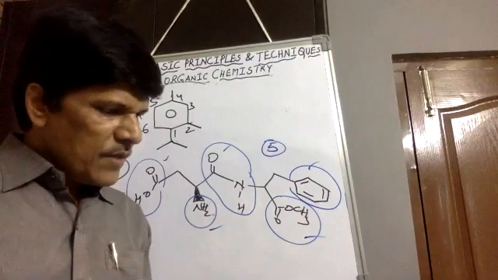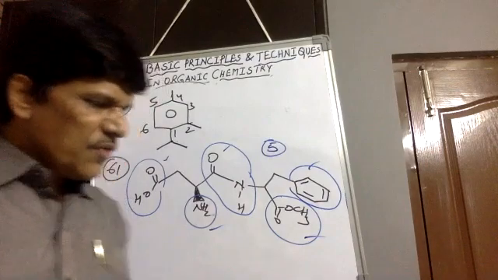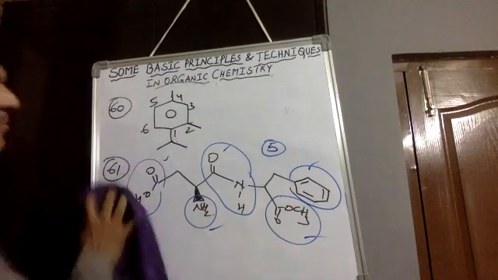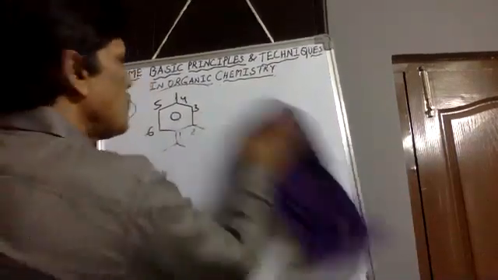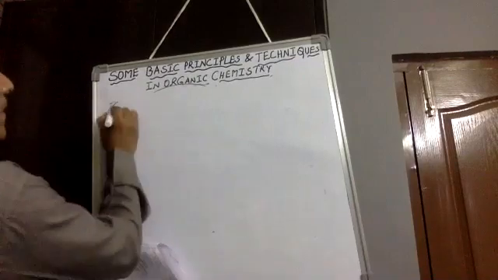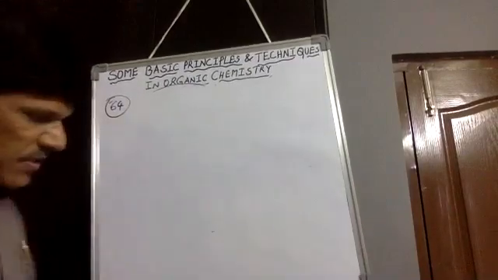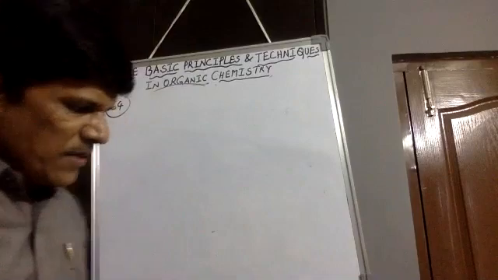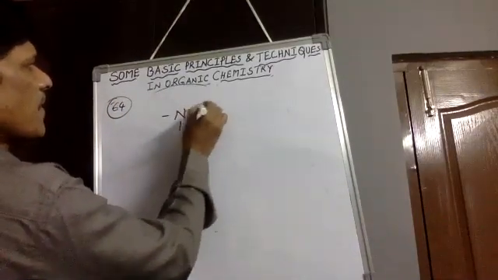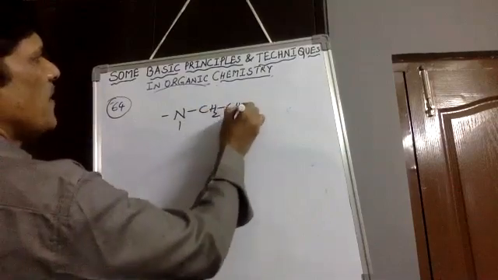Now we come back to question number 64. Question number 64: the IUPAC name of the compound, nitrogen surrounded by 3 ethyl groups.